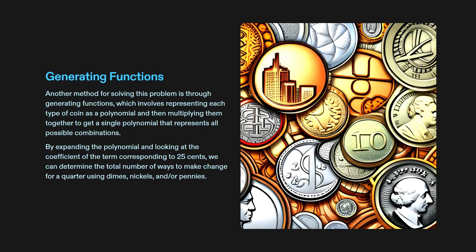The second one is generating functions. Another method for solving this problem is through generating functions, which involves representing each type of coin as a polynomial and then multiplying them together to get a single polynomial that represents all possible combinations. By expanding the polynomial and looking at the coefficient of the term corresponding to 25 cents, we can determine the total number of ways to make change for a quarter using dimes, nickels, and pennies.